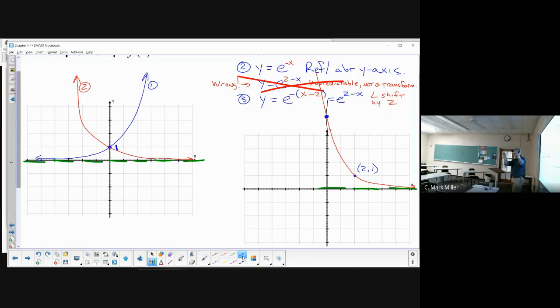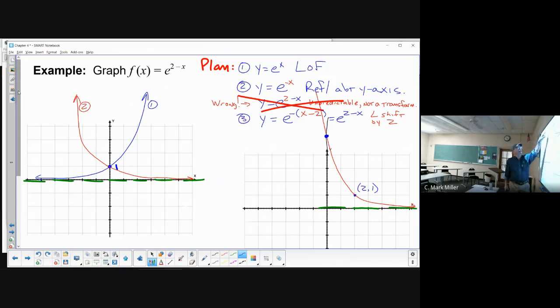How do you get the y-intercept of any function in the universe? Plug in 0. So if I plug 0 in my function, I get e to the 2 minus 0. So this point up here is e squared, or around 7.38 if you look at the other slide. We did e squared a couple slides ago. You don't have to put the number there, but you can.